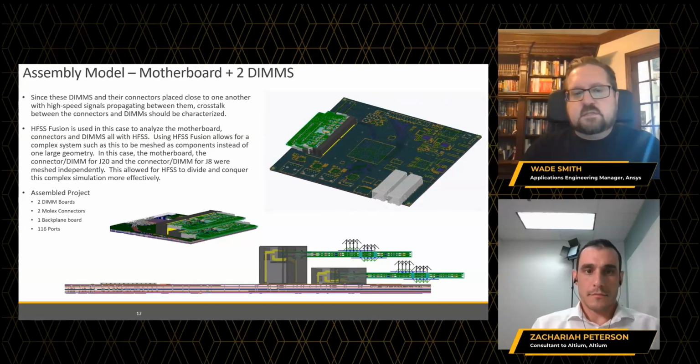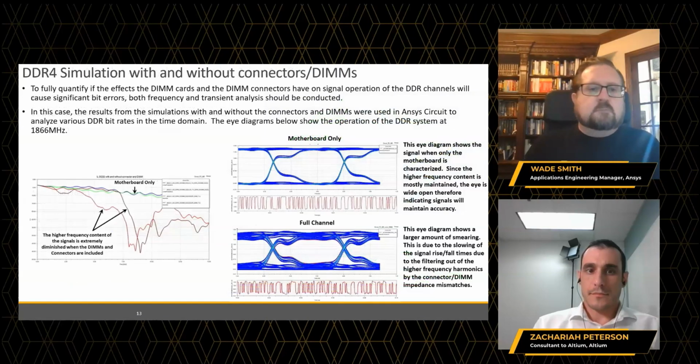So since this is a complex problem, we're going to use a technology called HFSS Fusion to solve this. And this essentially allows us to mesh each of these components, the connector, DIMM, and motherboard, separately, and basically adjust the mesh to where it focuses on those components and then bring the whole thing back together for a uniform signal flow.